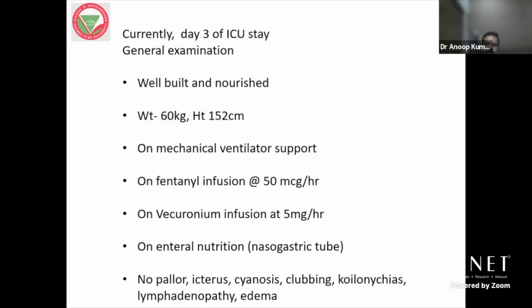Okay, so you have proned this patient, still the hypoxia is not improving. So is there any other method of improving the oxygenation?